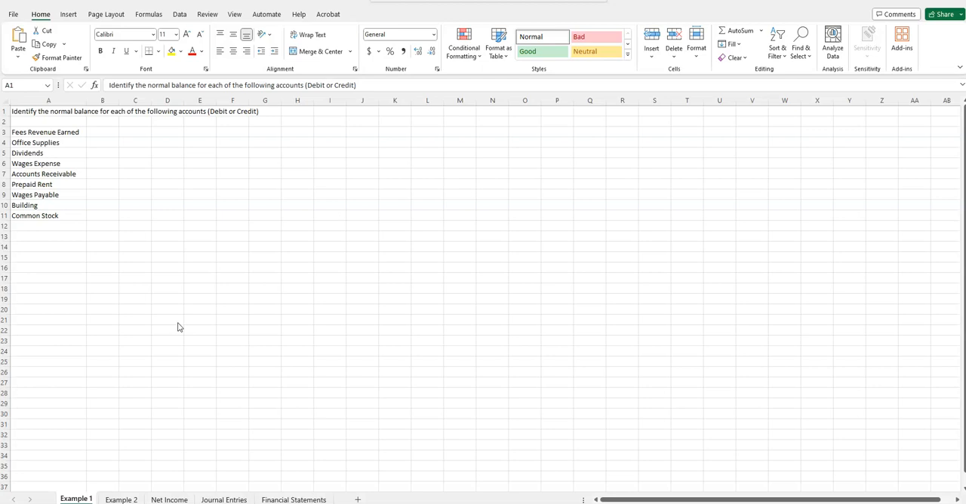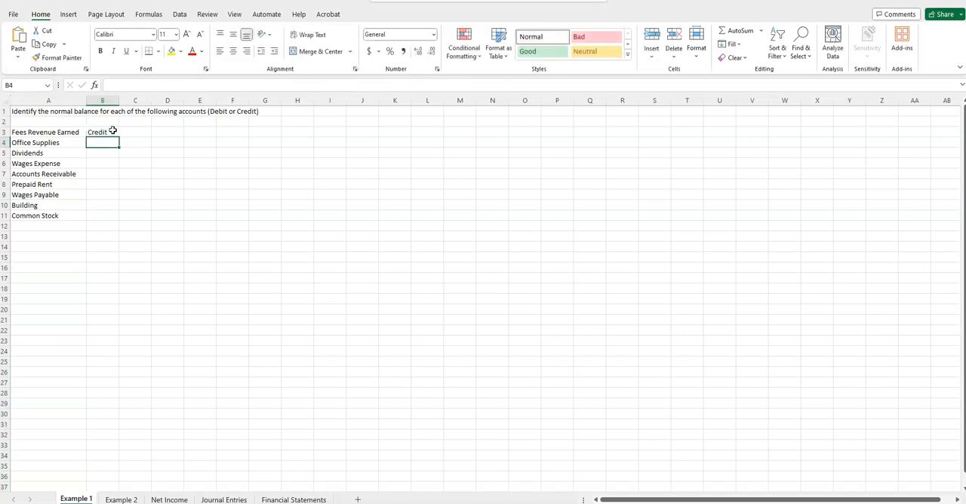So for example, asset accounts have a normal debit balance. Liability accounts have a normal credit balance. And then the equity accounts, it depends on the account whether it's a normal debit or credit balance. Expenses and dividends have a normal debit balance, while revenues and stocks have a normal credit balance. So here we have fees revenue earned. Well, we have the word revenue in it, so that tells us it's a revenue account, which means that it has a normal credit balance.